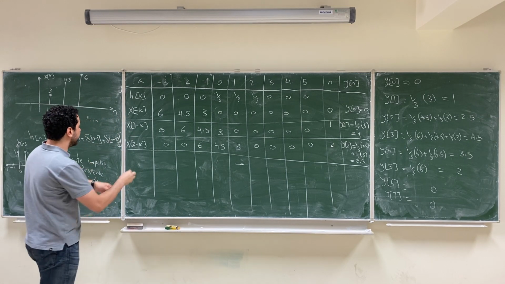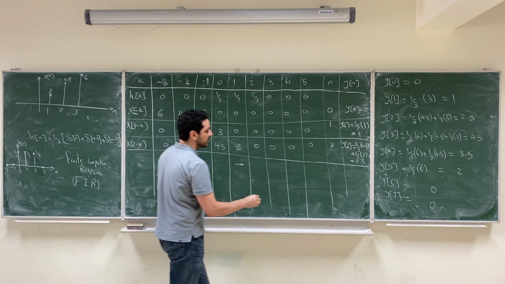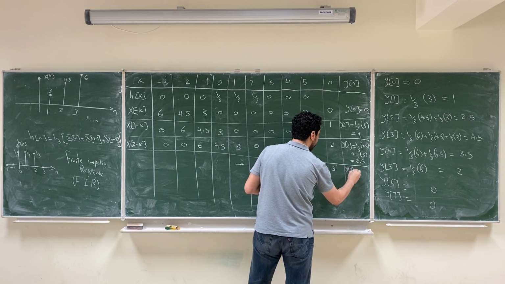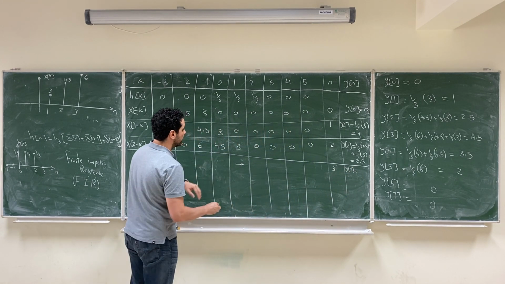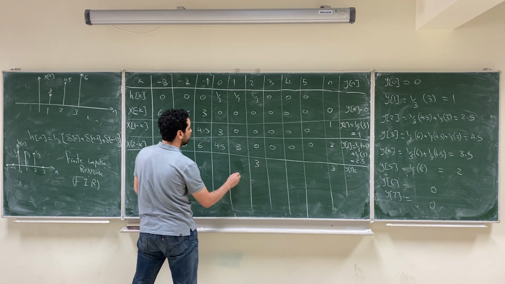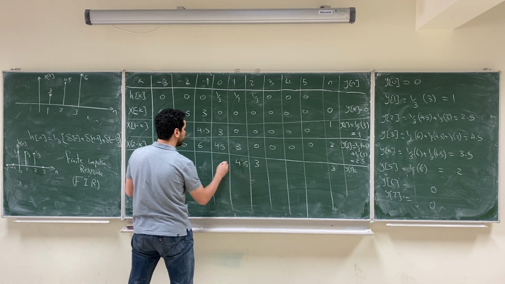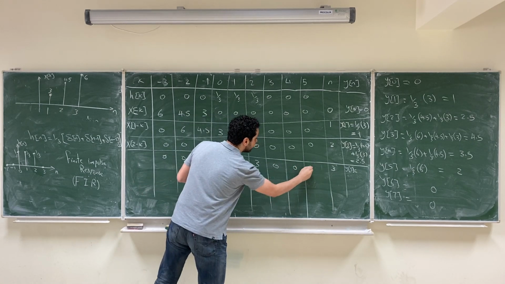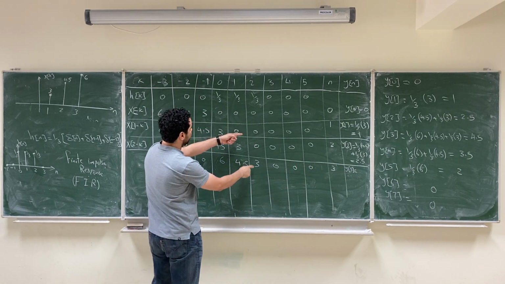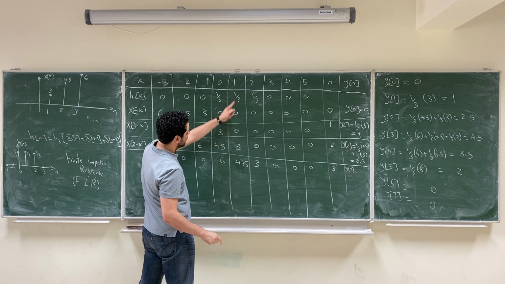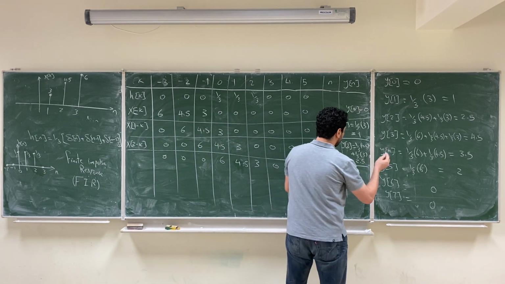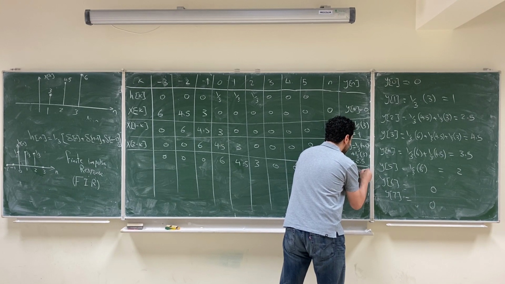Then you shift again, use n equals 3, and this will give you y of 3. 3 will come here, 4.5 here, 6 here, and zeros everywhere else. Now the overlap is in 3 samples: 1/3 times 3, 1/3 times 4.5, 1/3 times 6. This will give you 4.5.